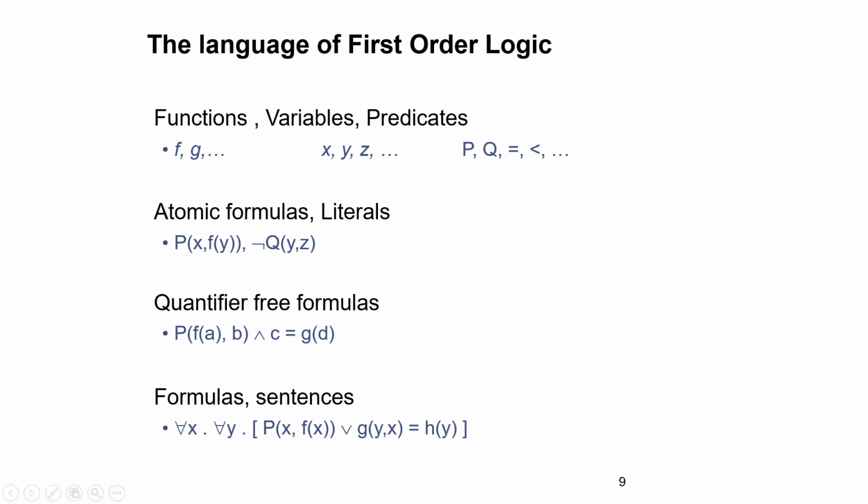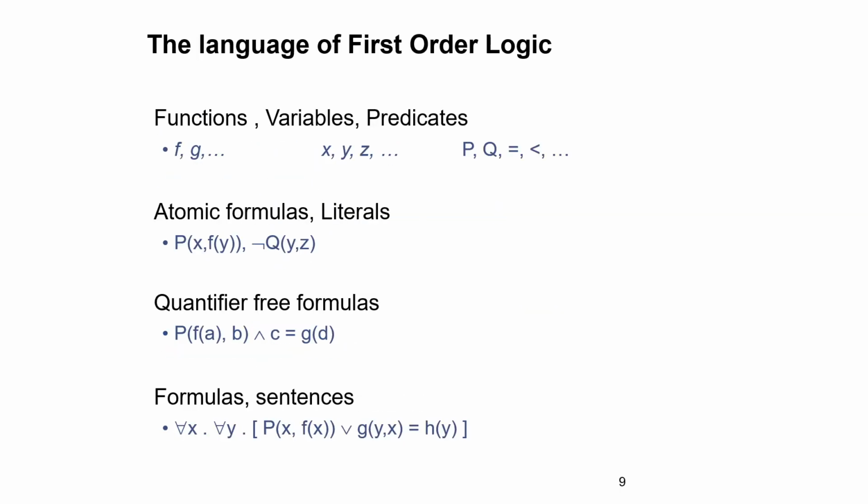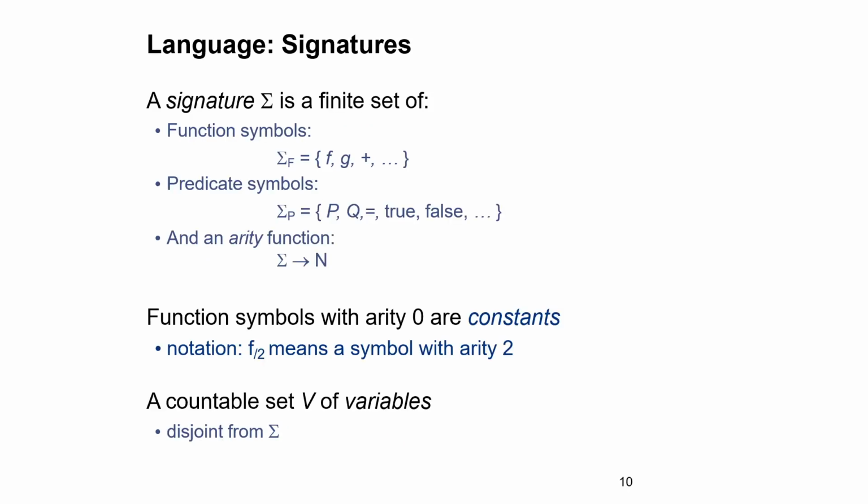Here we only see the for all quantifiers, but we will go into a lot more detail of how to build up our logic. These functions, variables and predicates are not arbitrary. We have to define them for our language.